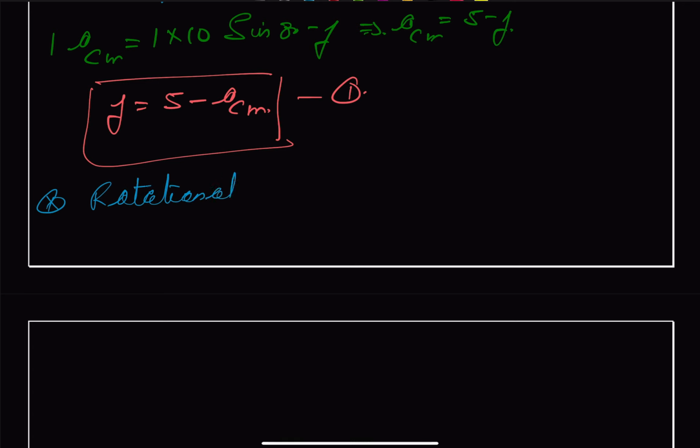Rotational motion, or we can say torque about the center of mass. About the center of mass, we have two equal and opposite forces which form a couple that is going to produce a torque, and these forces are F1 and F2.